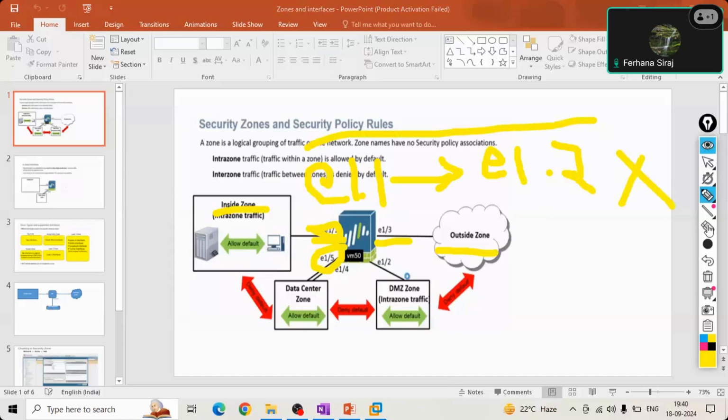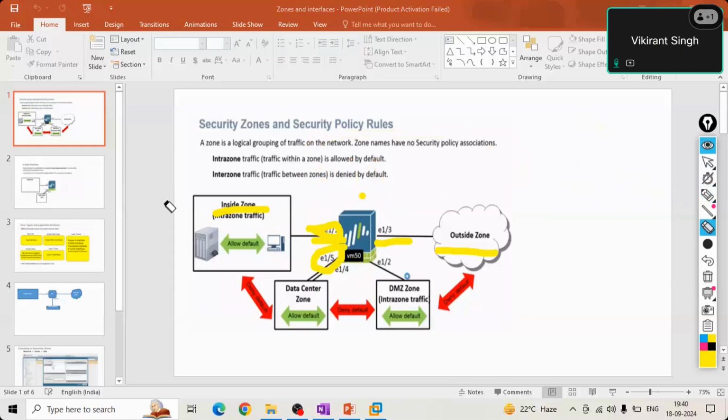What's in the red arrow? What's the writing? It has been written as denied traffic. So it is deny.